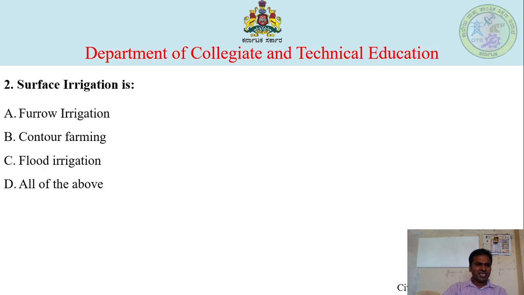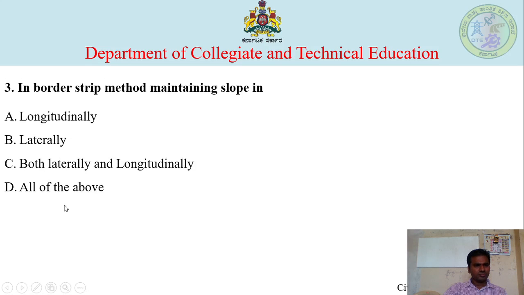Question number 2, surface irrigation is furrow irrigation. Option B, contour farming. Option C, flood irrigation. Option D, all of the above. Option D is the answer, which means surface irrigation is all three irrigations. Question number 3, in border strip method, maintaining slope in longitudinal. Option B, lateral. C, both lateral and longitudinal. D, all of the above. Answer is A, in border strip method, maintain the slope in longitudinal direction.